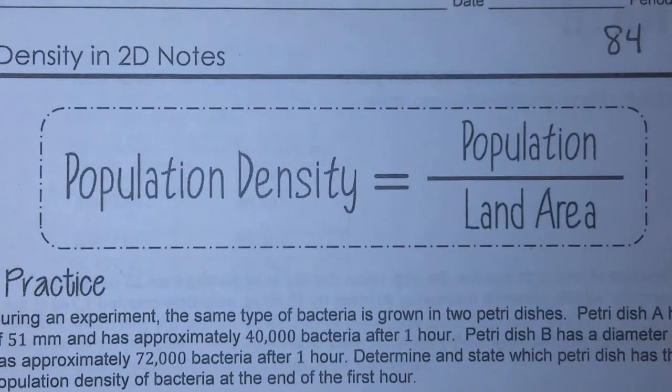All right, one more time from the top. Density in 2D. Population density equals population over land area. Like you say, we find the density, you're just thinking about how dense an area is.